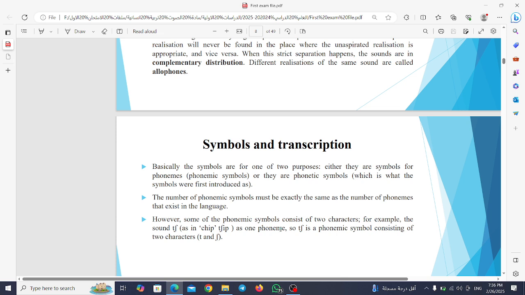However, some of the phonemic symbols consist of two characters. For example, we have the sounds ch and j, where ch consists of the t sound and sh, and j consists of d and zh.